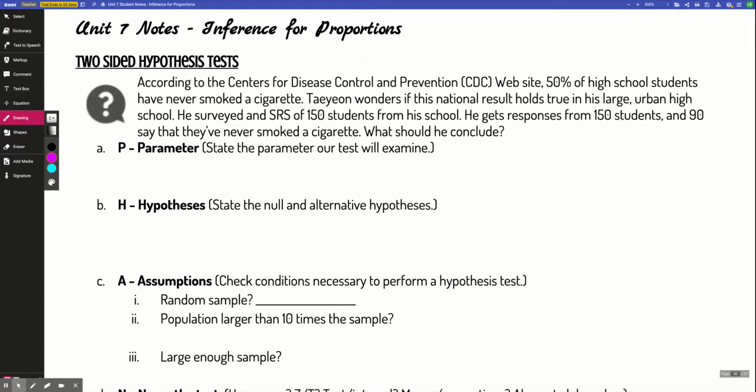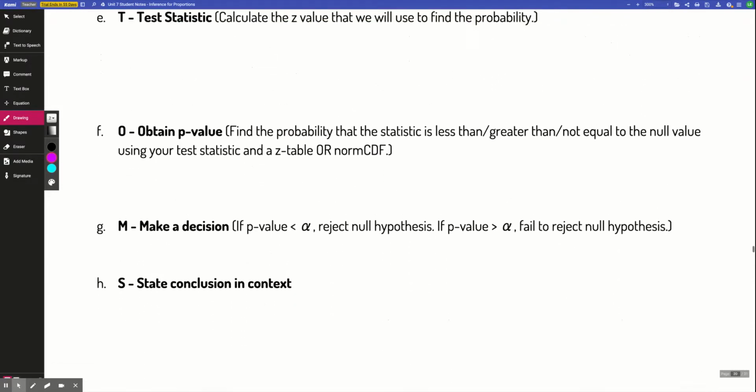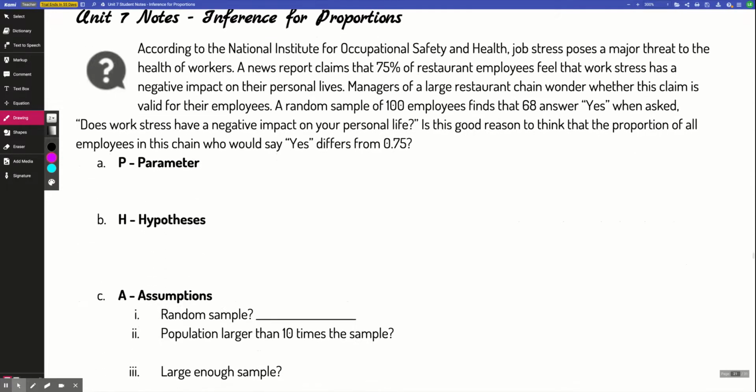So there are two examples here in your notes. There's one on page 19. I'm actually going to start with the one on page 20, and then I'm going to have y'all go back and try the one on page 19. Okay, so I'm going to use this one that starts with the National Institute for Occupational Health and Safety. Okay, so let's go ahead and jump right into it here.